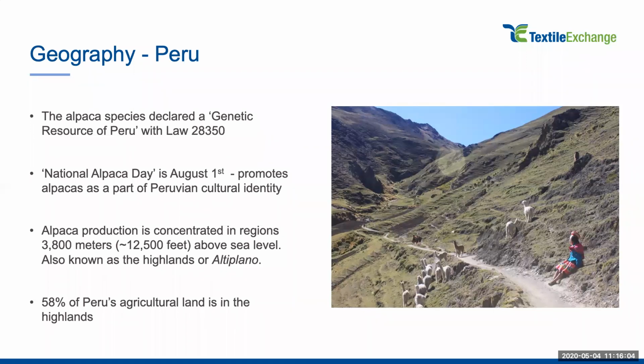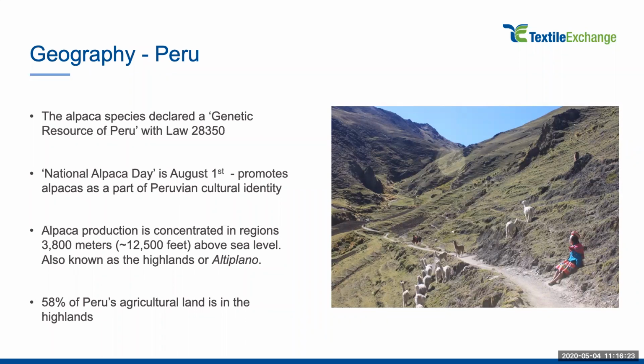So much so that the alpaca species was declared a genetic resource of Peru within their legal system, and National Alpaca Day is August 1st. It's coming up, mark your calendars. This is a day that promotes alpaca as a part of Peruvian cultural identity and really tries to bring the country together to celebrate modern day Peru with a historic animal species.